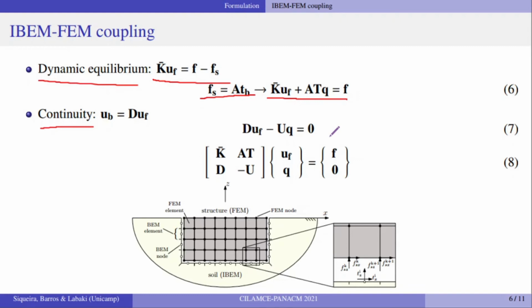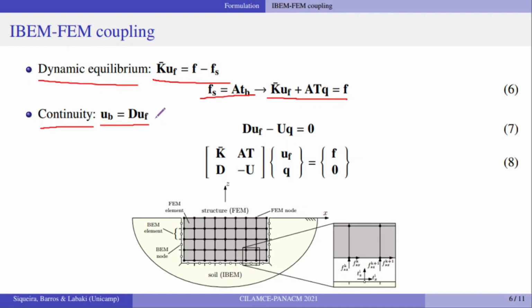Continuity between the soil and the structure is imposed by writing the displacement of each boundary element in terms of its corresponding finite element equivalent nodal displacements. This can be obtained through this linear transformation. Please refer to our paper to see the expressions of transformation matrices A and D.